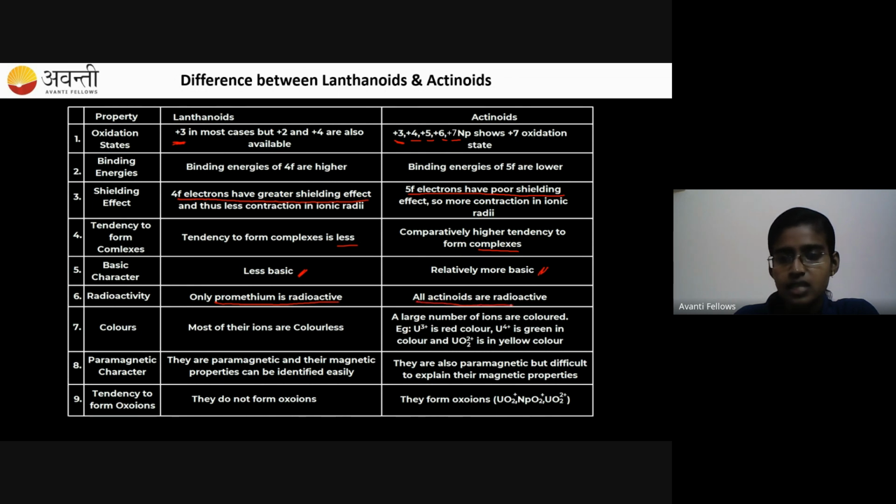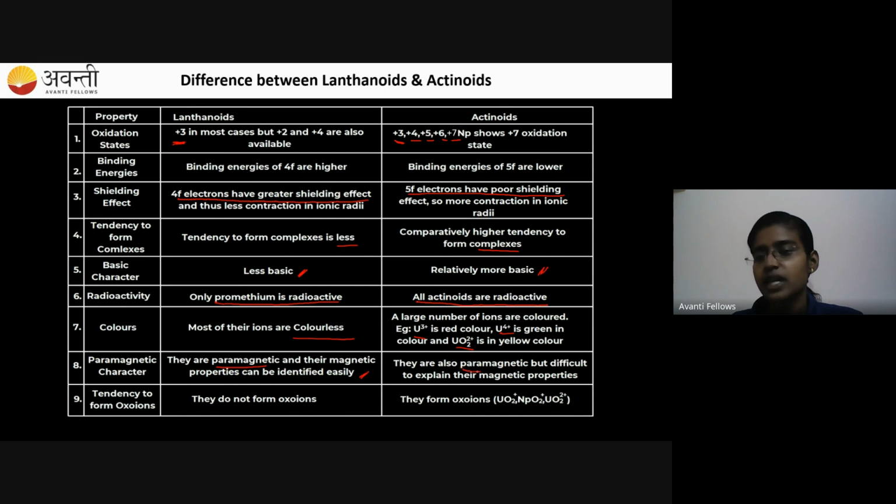All actinoids are radioactive. And here most of the lanthanoid ions are colorless, and some of the ions of actinoids are colored. Uranium 3+ is red in color, 4+ is green in color, uranium 2+ is again yellow in color. So some of the uranium ions are colored. And coming to magnetic property, mostly they are paramagnetic, and I have told you 4 exceptions, those are diamagnetic, and they can be identified.